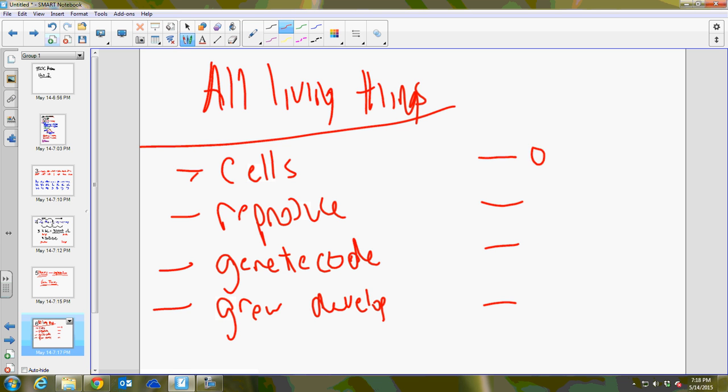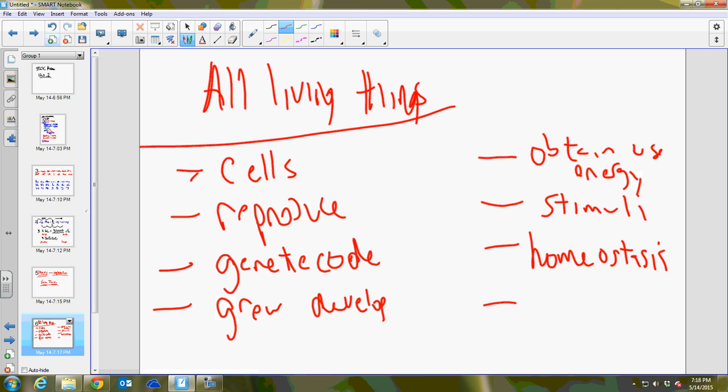All organisms obtain and use energy. What do we call that? That's called metabolism. All organisms respond to stimuli. All organisms maintain stable living conditions. What's our catchword for that? Homeostasis. And lastly, all living things as a whole, as populations, change over time or evolve.